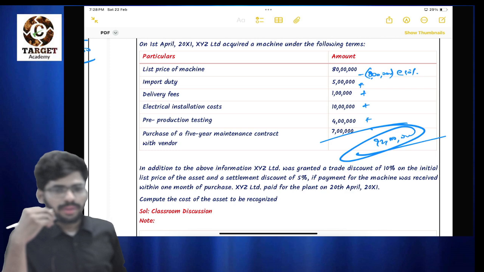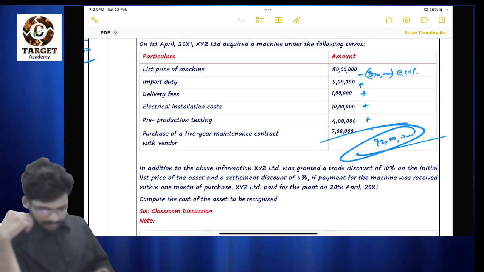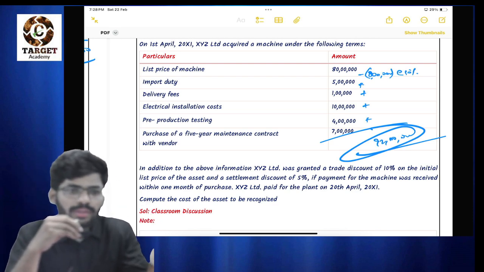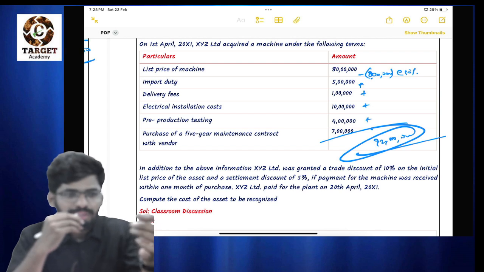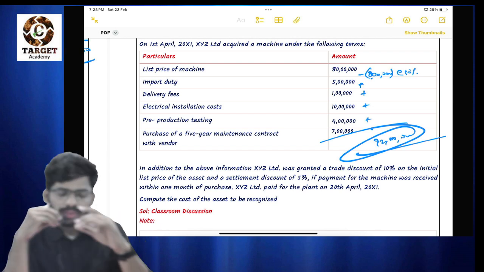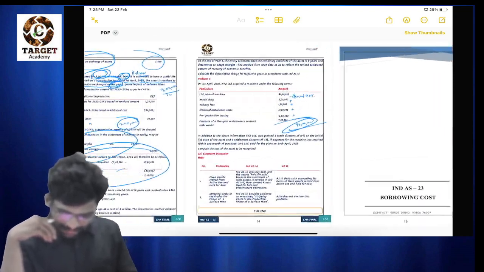Yes, P&L. This cash discount will be allowed on the date of payment only. Correct or not? On the date of purchase, no one will allow the cash discount. When we are paying, on the date of payment only, they will allow the discount. Okay, so this is the Ind AS 16.